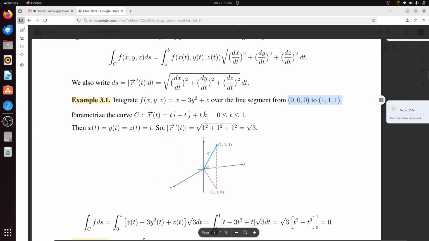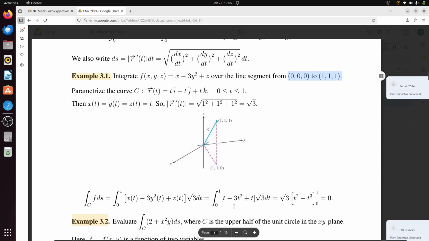Okay, 0 to 1, x(t) minus 3y square(t) plus z(t). Now you need to put the values of t here. So here x equal to t, y equal to t, z equal to again t. So that becomes t minus 3t square plus t, times square root of 3 dt. So that means square root of 3 times (t square minus t cube) from 0 to 1 equals 0. So if you are applying this f(x,y,z), the integration of this function over this line segment becomes 0.